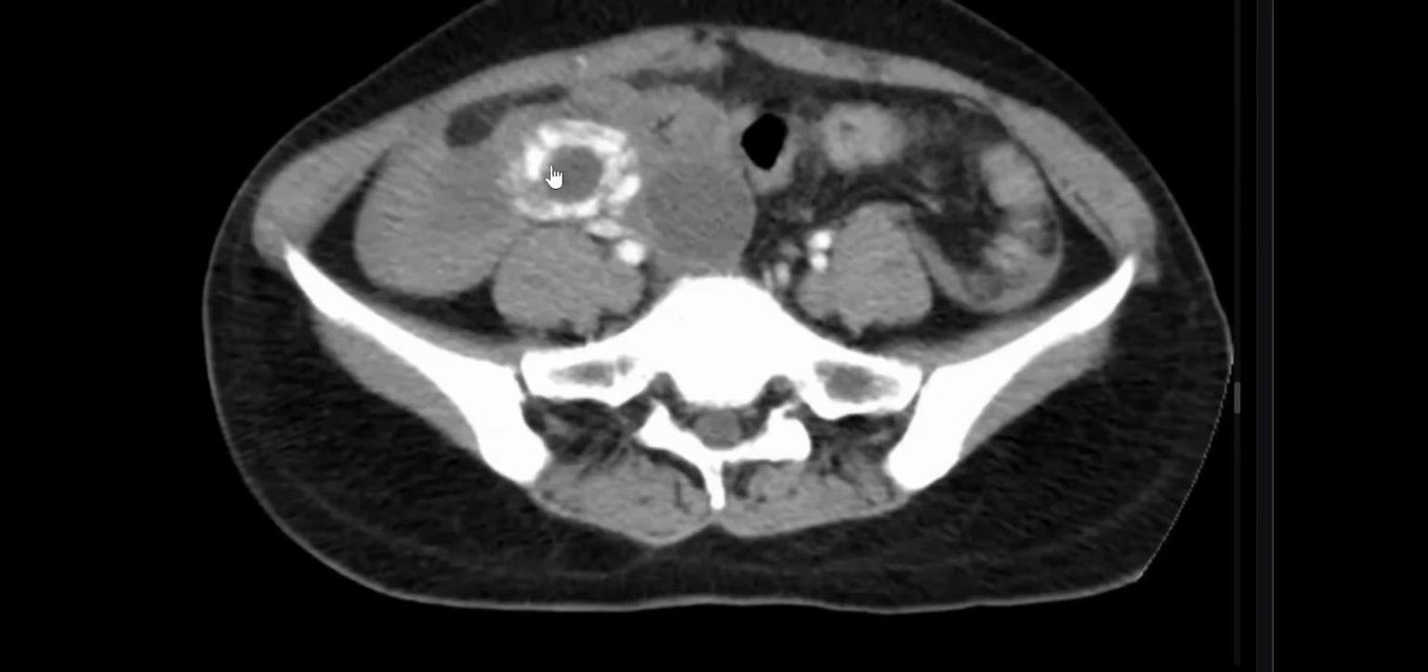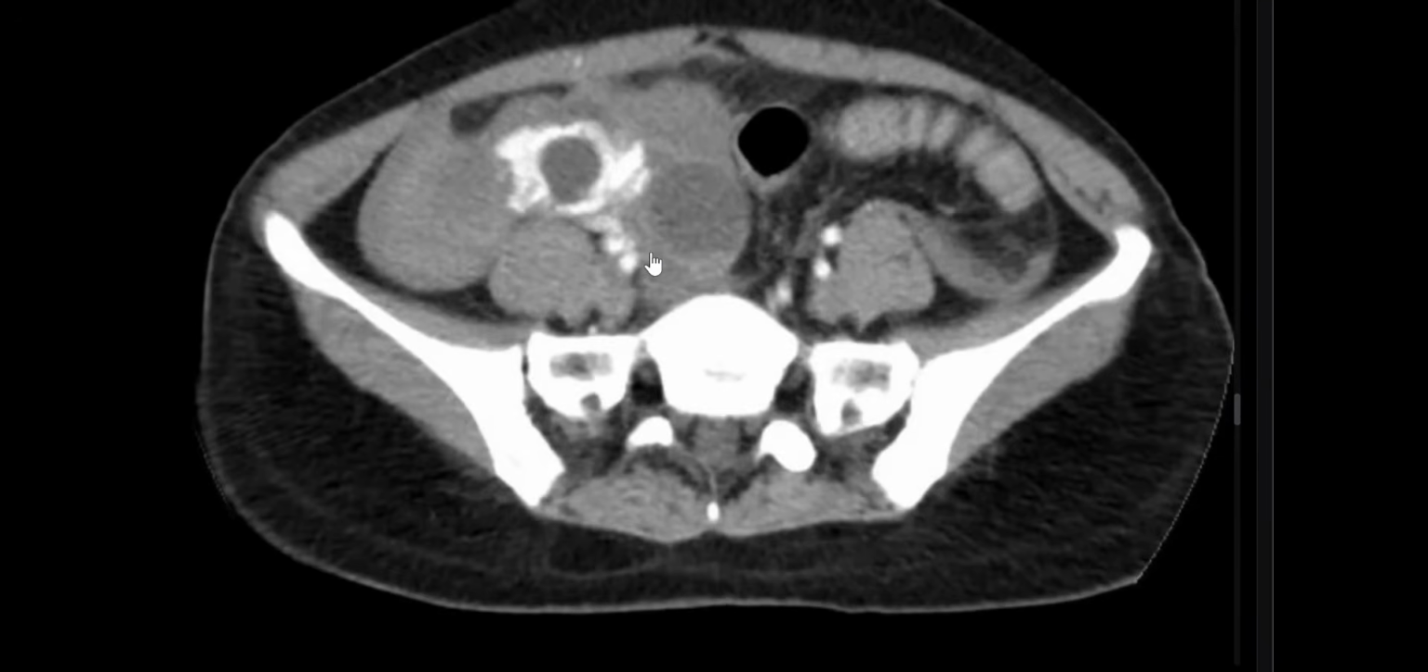Yes, I can see two cystic structures, and the lateral one is surrounded by hyperdensity, post contrast extravasation, yes, very good, from the adjacent iliac arteries. Good.